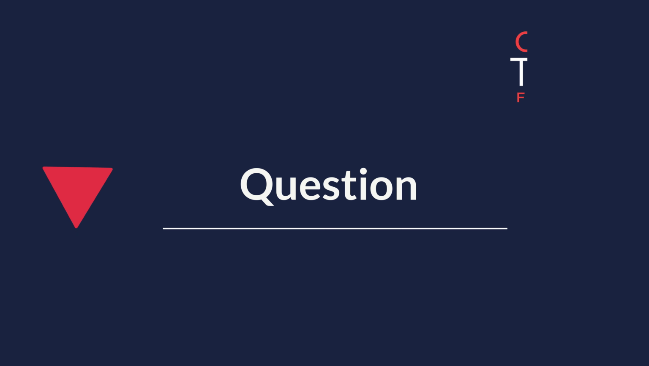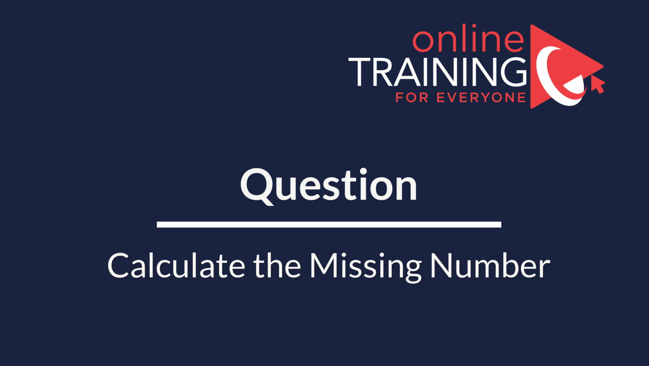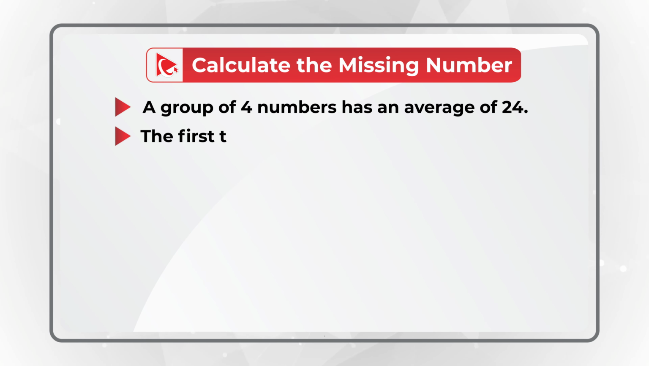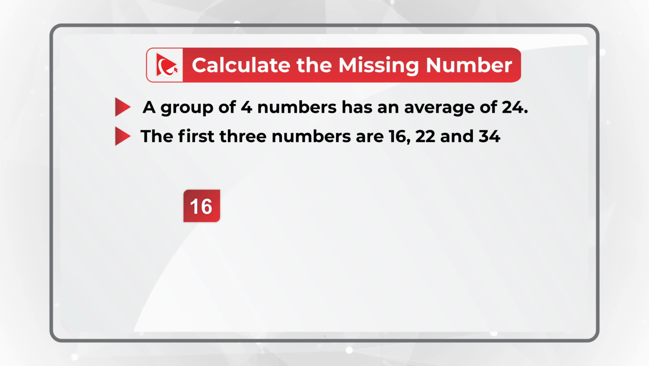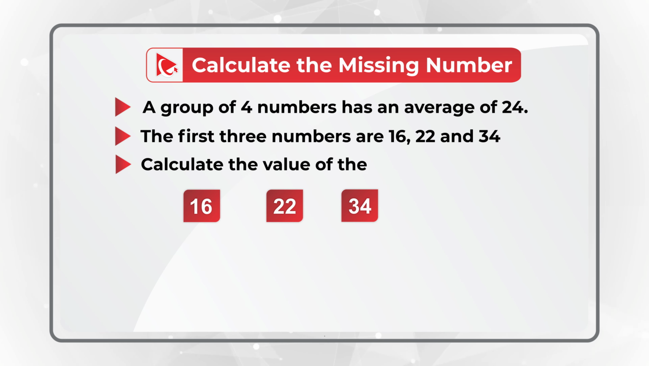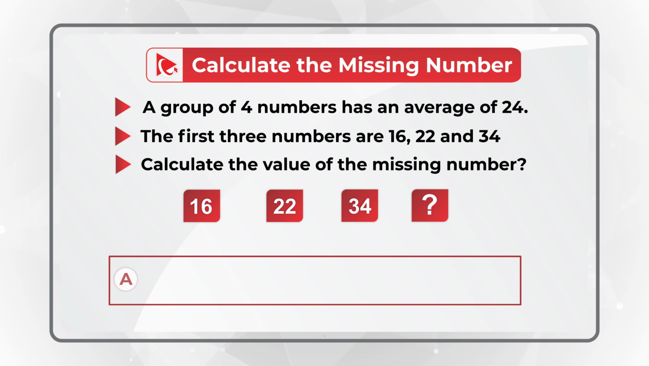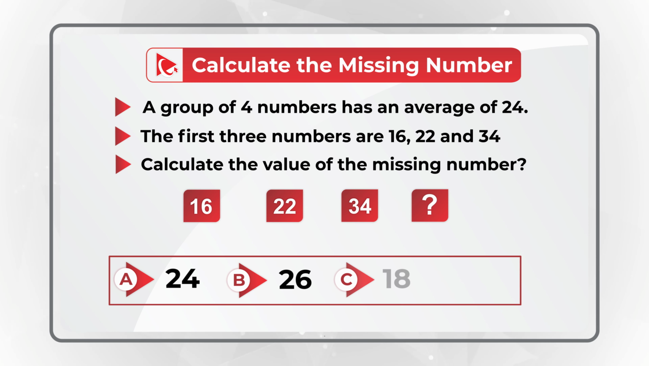Here's one of my favorite questions where you need to do mental math calculations. You're presented with a group of 4 numbers, and this group has an average of 24. The first 3 numbers are 16, 22, and 34. You need to calculate the value of the missing number, which is represented as the question mark. And you have 4 different choices. Choice A, 24. Choice B, 26. Choice C, 18. And choice D, 21.